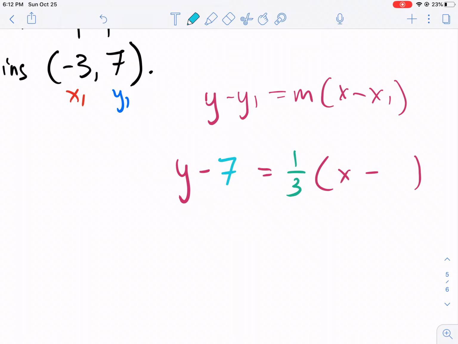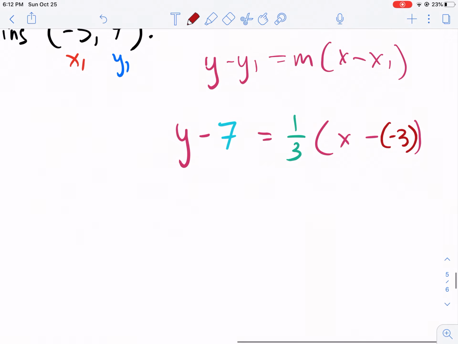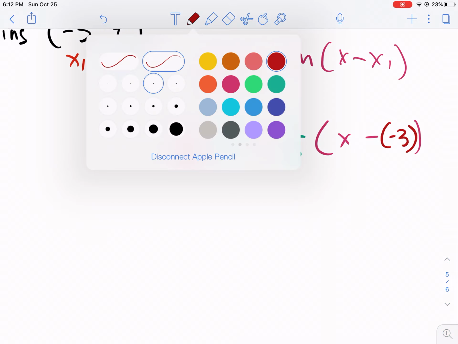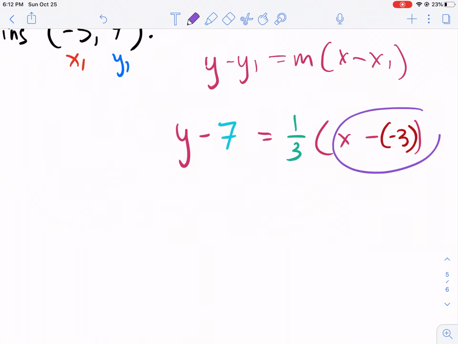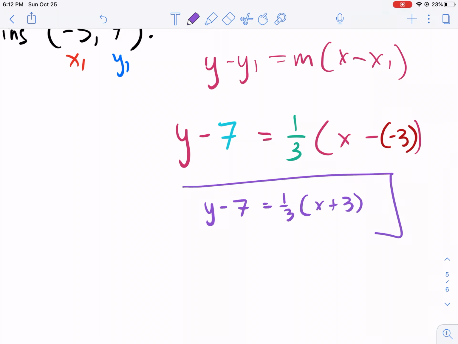Anyway, so we have x minus, whoops, wrong color, negative 3. Now we're going to simplify here. We're going to make sure it looks neat. So we have y minus 7 equals 1/3 x plus 3. And technically we are done. That is a line. It's in point slope form. So we don't need to do anything else.